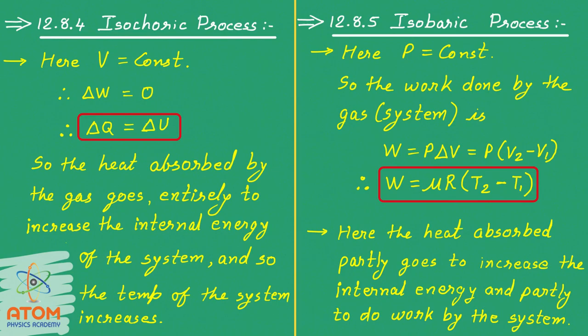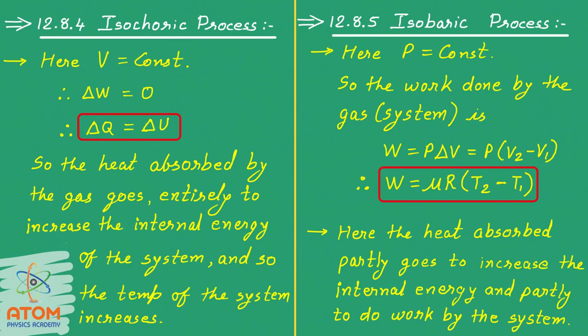Let me repeat this. In isochoric process, whatever heat is absorbed by the system goes to increase the internal energy of the system, and because the internal energy is increasing, then obviously the temperature will also be increasing.